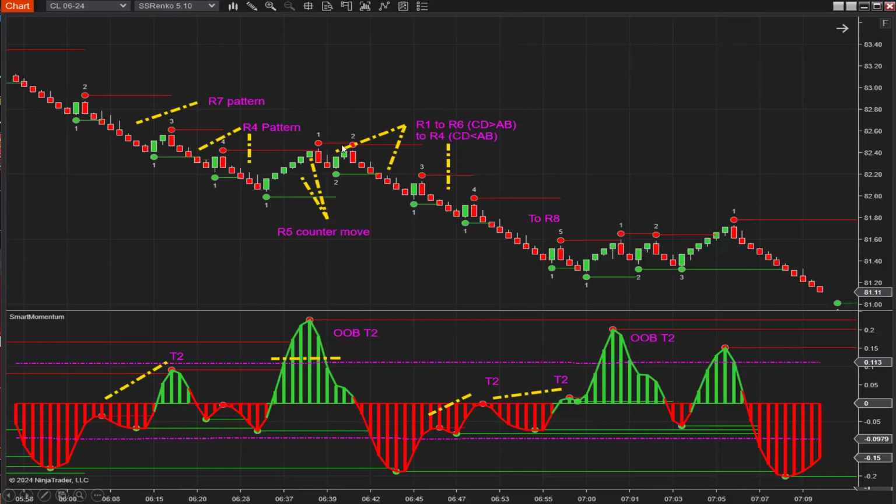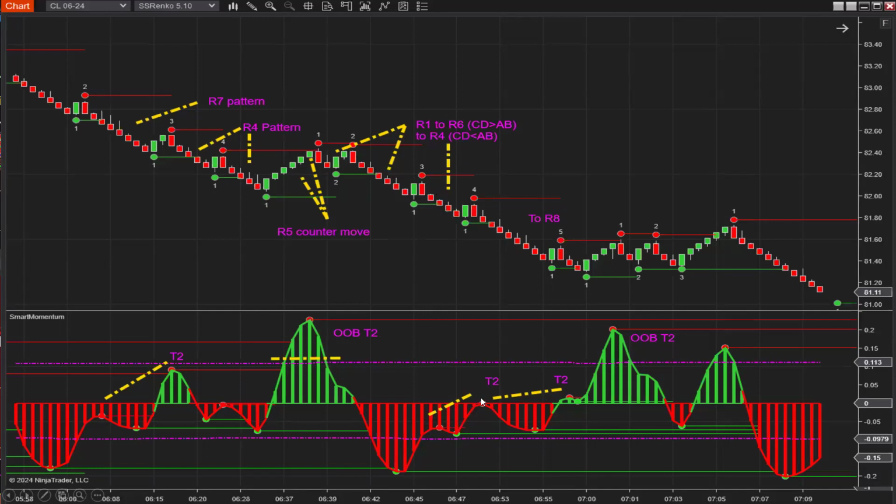So we go R6 on the first one, and then you get an R0, no continuation bars, and then you go R4. That CD is less than AB. So this leg is longer, this leg is shorter. And we get that longer leg, shorter leg, T2. From the red reversal to the red reversal, the smart momentum is climbing higher.